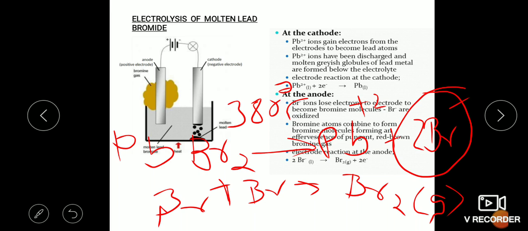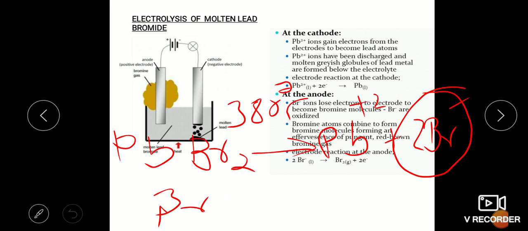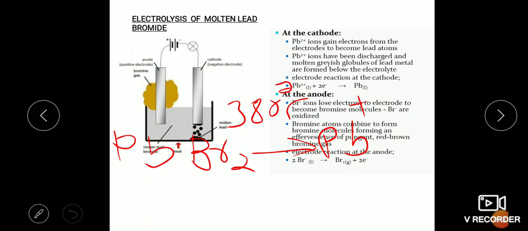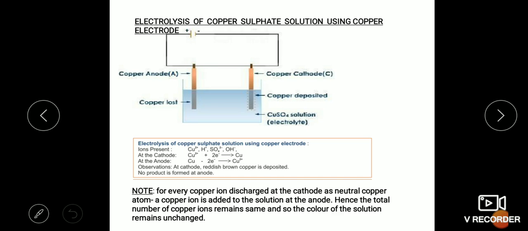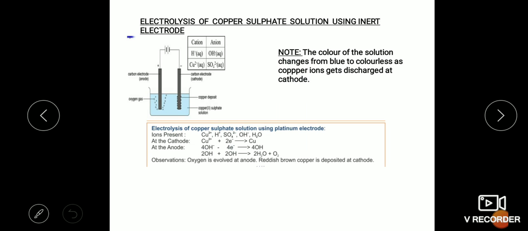So I hope students, now you are able to recall and recollect the process of electrolysis. We have done 2 examples till now. First one was electrolysis of acidulated copper sulfate solution. Second one was electrolysis of molten lead bromide solution. Now the third example which I am taking, it is electrolysis of copper sulfate solution using inert electrode.